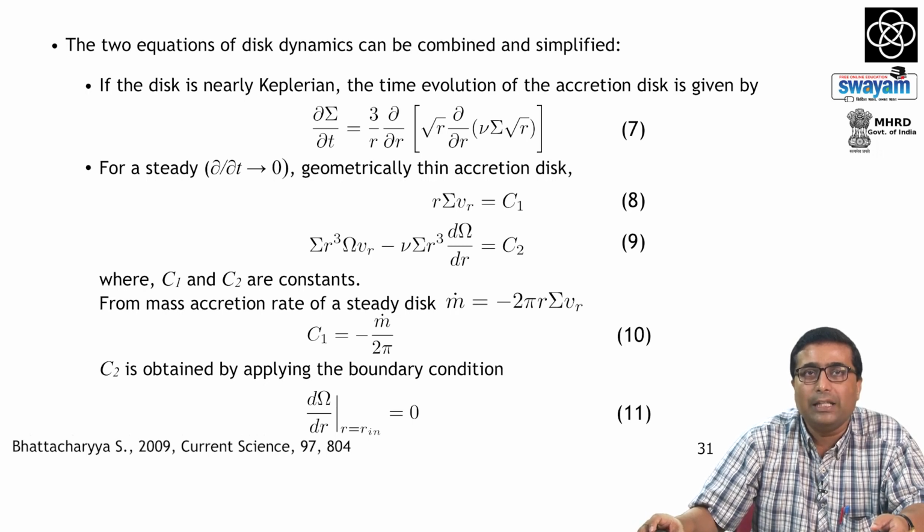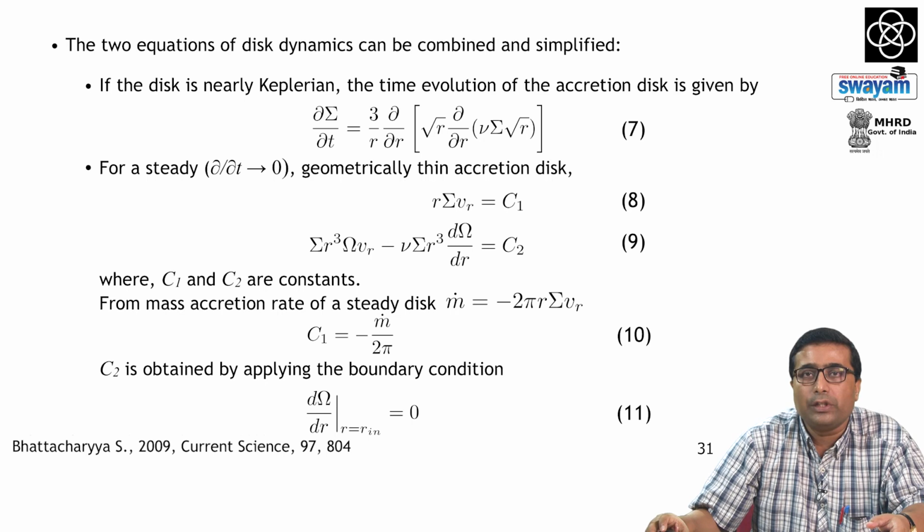equation 7, that is del sigma/del t equal to 3 by r del/del r of r to the power half del/del r of nu sigma r to the power half, and this is the main equation of a thin accretion disk. This equation gives the time evolution of the accretion disk. But we are interested in this lecture in a steady accretion disk, that is del/del t equal to 0.